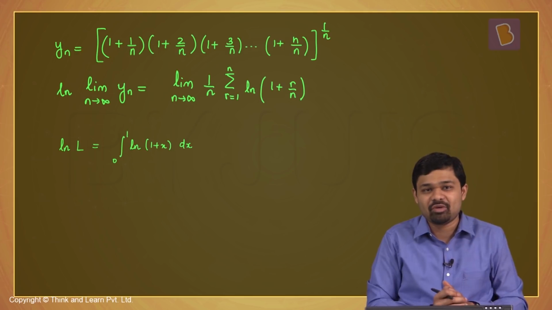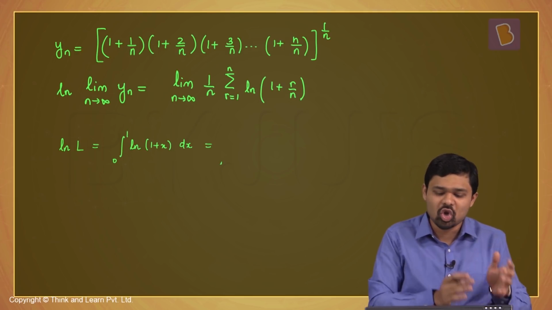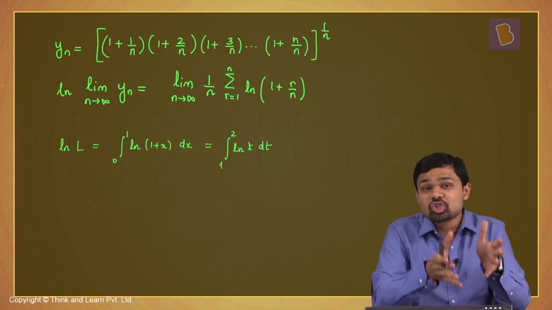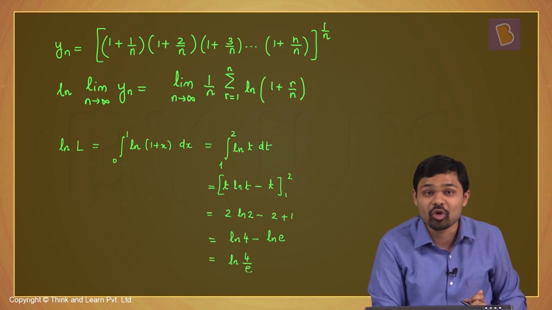This is a very straightforward integration. I just changed the variables initially. Integral from 1 to 2 log of t dt. Solve the entire integral and then you end up with log of 4 by e.